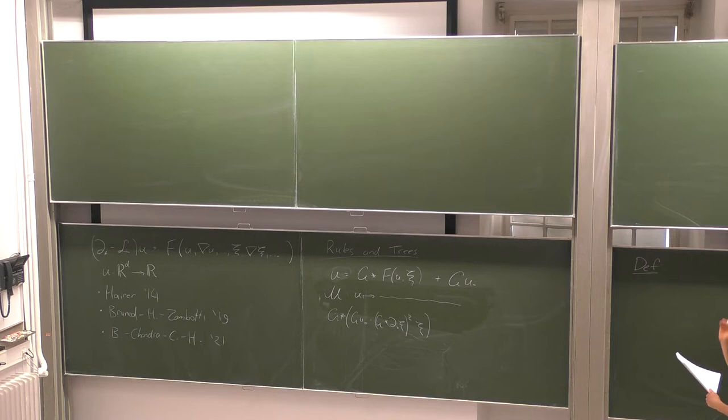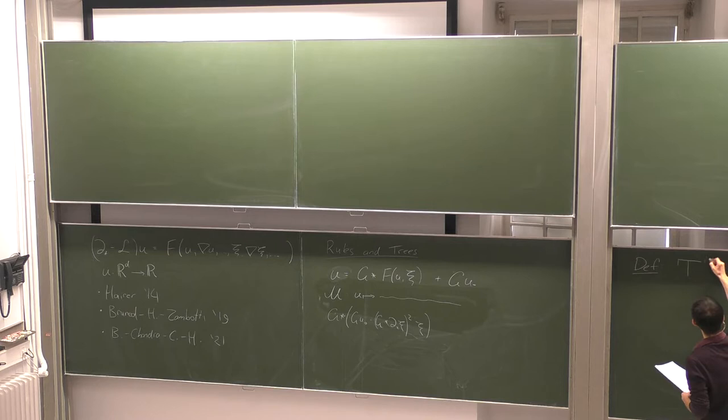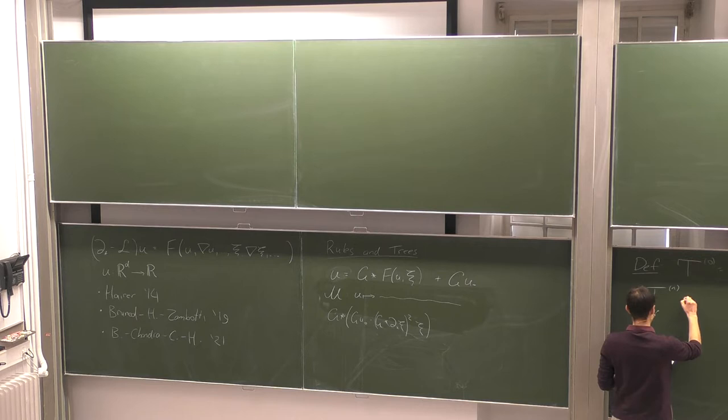So we define a set of symbols. I'm going to call it T of n, inductively. So T of 0 is just the empty set, so it contains no symbols, and then T of n is equal to symbols of the following type: for i equal to 1 up until L, products of M, where the symbols are products of this type, where k, q_i, and p_j are multi-indices.